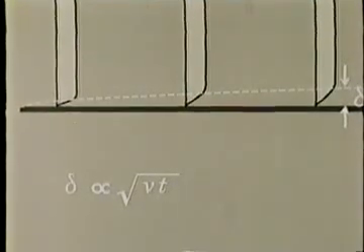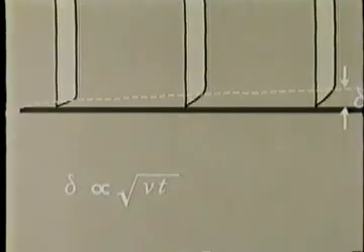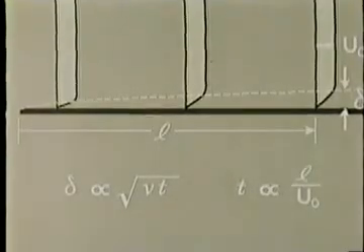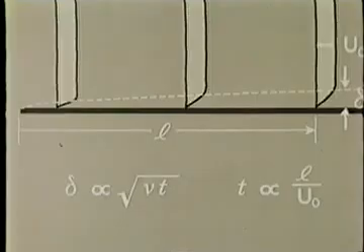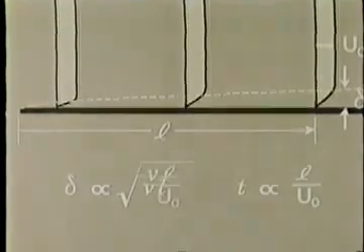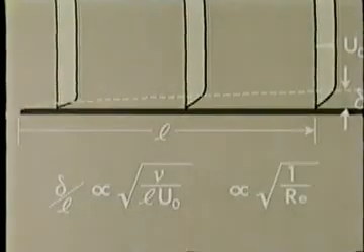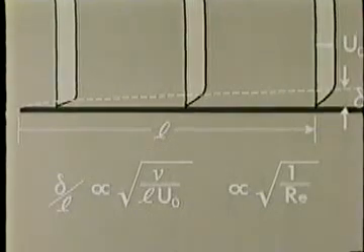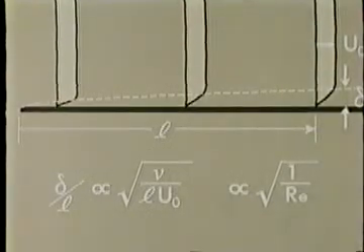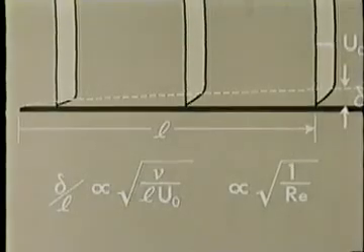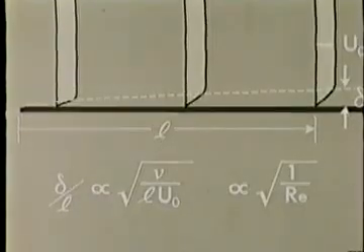At a distance L from the leading edge, the diffusion time is proportional to L divided by the free stream velocity u0. We combine these, so delta over L is proportional to 1 over the square root of the Reynolds number. This relationship is valid only at high Reynolds numbers when delta is small compared to L. Increasing the flow velocity will decrease the boundary layer thickness at any given station along the plate.